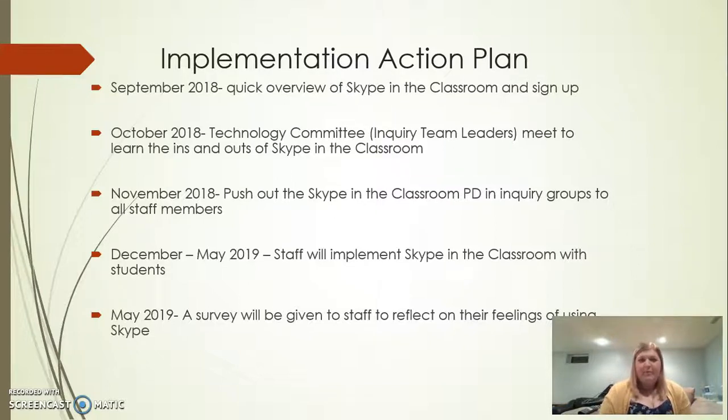This is the hope. In September, we would do another quite quick overview of how to use Skype in the classroom and sign up. And then in October, I would meet with the technology committee, which is our inquiry team leaders, and I am one of them, so that would be pretty simple. And we would meet to learn the ins and outs of Skype in the classroom. In November, I would like to push out Skype in the classroom with our inquiry groups, so our leaders would then teach our groups in very small groups how to use Skype in the classroom.